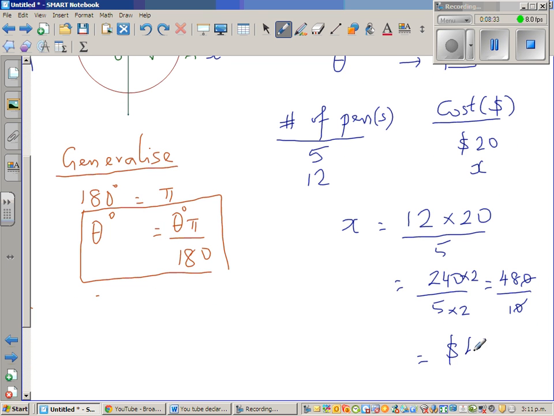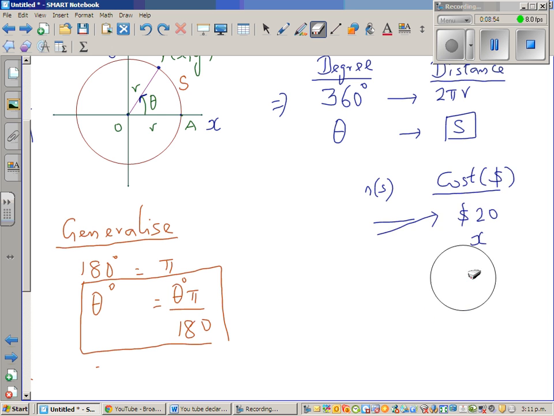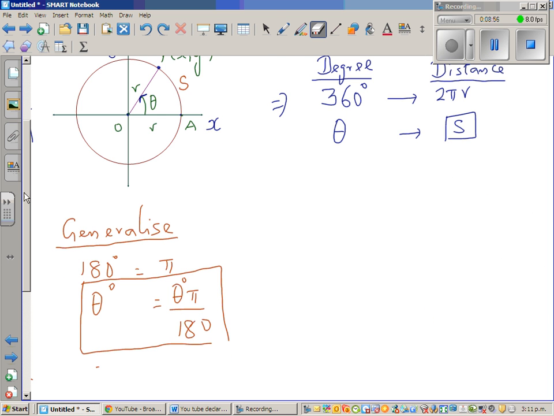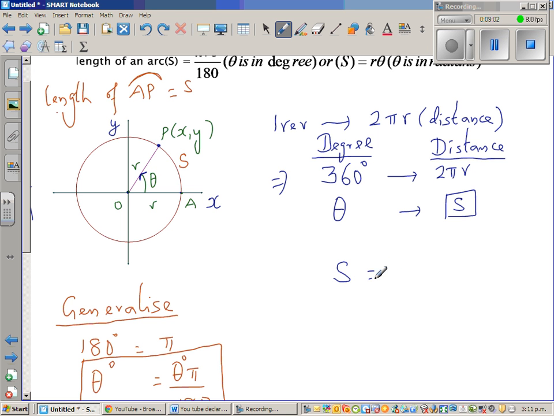We could have done without this process, but I want to explain something. So if you want to find X, what you do is you multiply these two, and then you divide by this. Okay, so this is how I understand. So 12 times 20 divided by 5. So using that same logic, can I say X is S? Can I say S, which is the length of the arc, is theta times 2 pi r over 360.